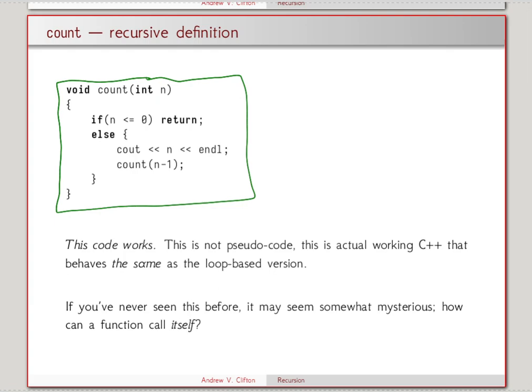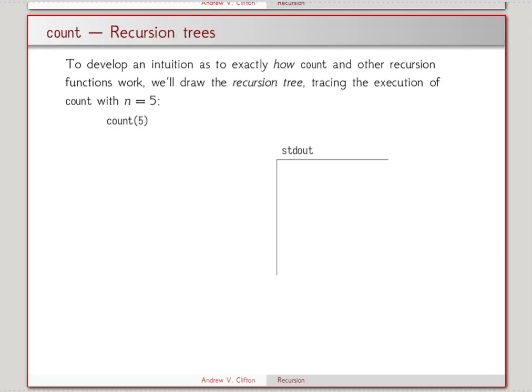So if you've never seen this before, it might seem kind of mysterious, right? The function is calling itself. This isn't some other count function that we're calling here. When I say count n minus 1, I'm literally calling this function up here. And what's more, I'm not even done writing the function yet, right? I'm still in the process of writing the count function when I write the function call where count calls itself there. So how can a function call itself? How could that possibly work?